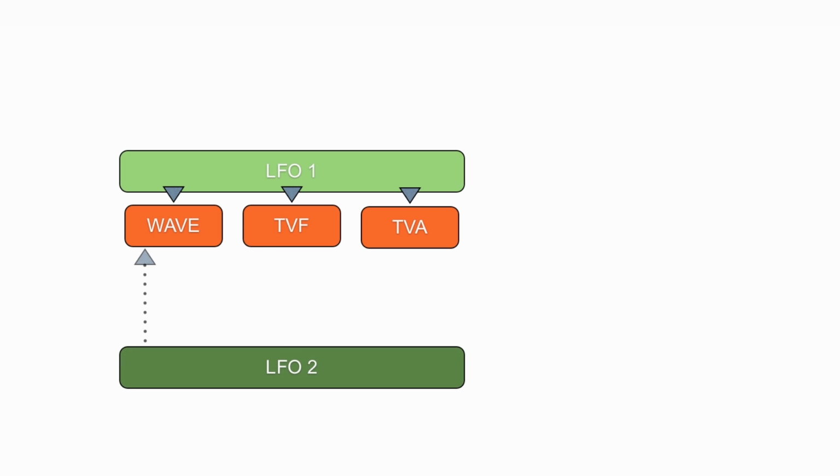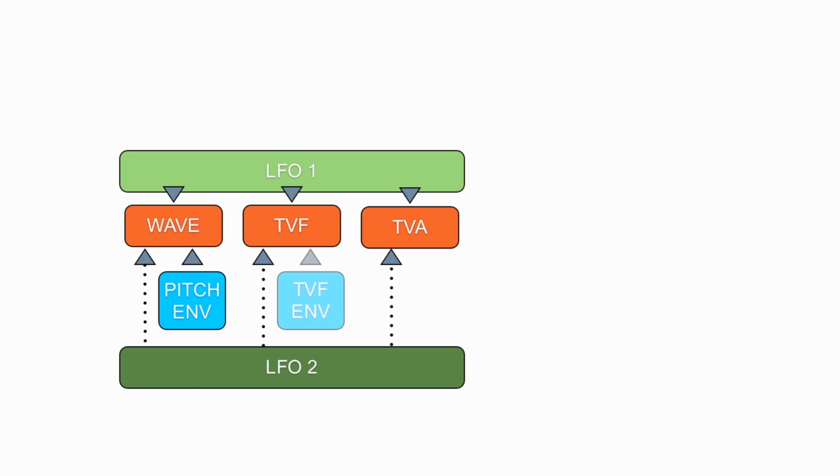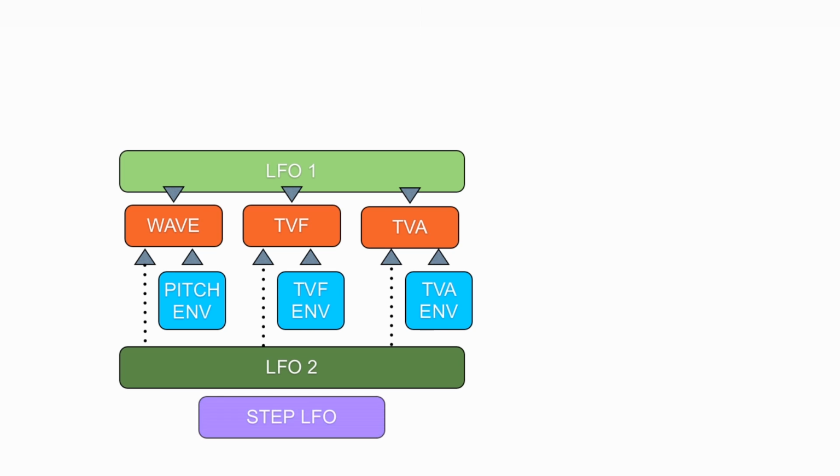You'll also notice that each one of these gets its own LFO1 and LFO2. So this gives us a lot of different options when we're creating sound in here. You also know that each one has their own envelope. Wave gets its own pitch envelope, the time variant filter gets its own envelope, and the time variant amplifier also gets its own envelope. And you notice everything can also run into a step LFO.